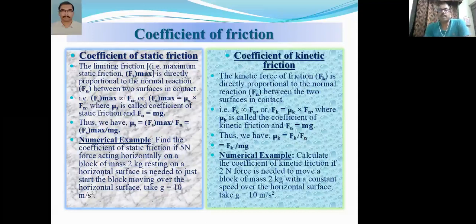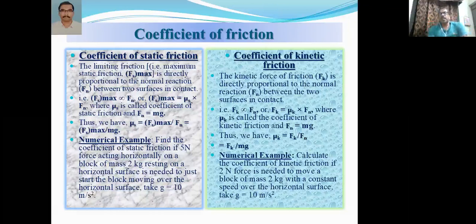And the coefficient of kinetic friction, in a similar way, we can explain that it can be obtained from the force of kinetic friction, which is proportional to the normal reaction force. So Fk, the force of kinetic friction, equals mu k, the constant of proportionality, into Fn, where this mu k is called the coefficient of kinetic friction. And again we know that Fn equals mg, so mu k equals Fk over mg.